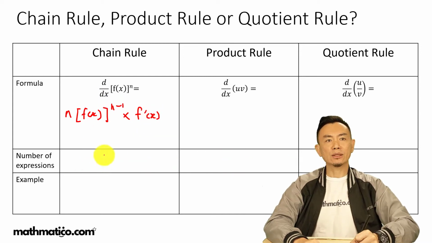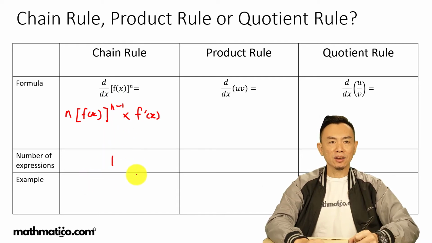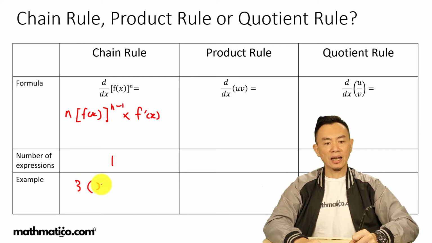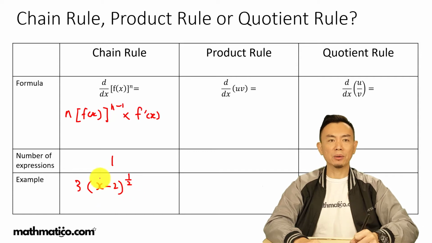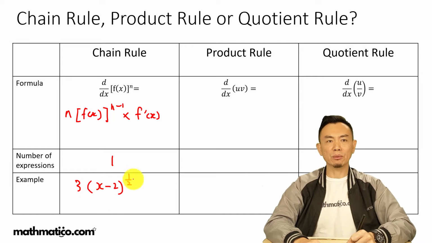Now notice that there's only one expression here that's taking a power, and for an example, we can have, say, 3 bracket x minus 2 to the power of half. Yes, this is an example where we have to apply chain rule. So we have x minus 2, we have power half here, we have to differentiate the x minus 2 and we have to differentiate the power half.